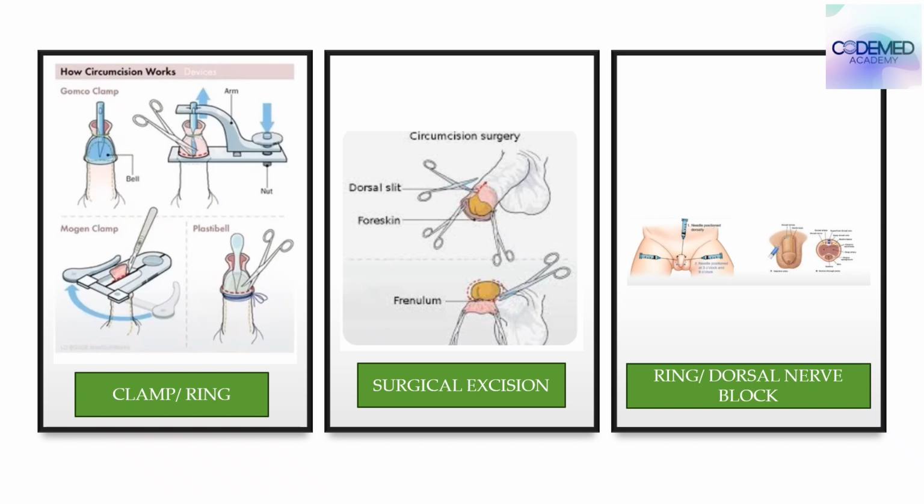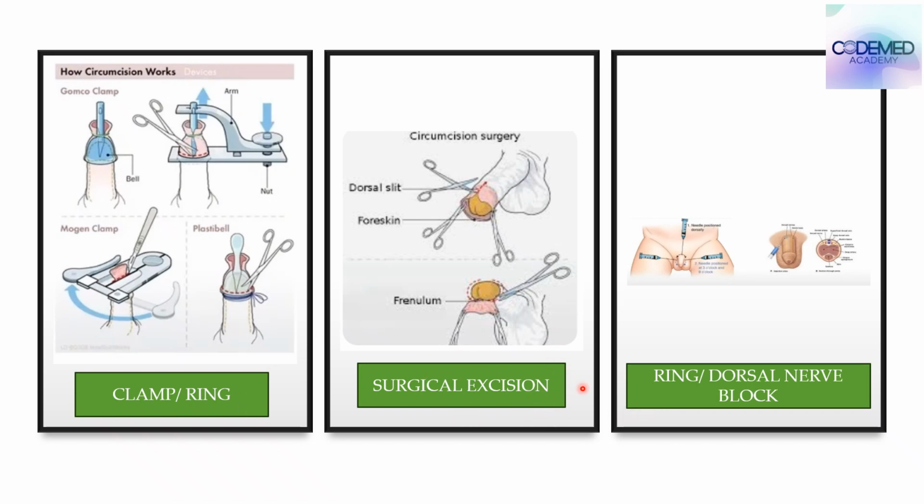Now let us learn about circumcision. Circumcision is basically taking out the foreskin from the glans, and we carry out circumcision in two different ways. One is by putting a clamp or ring around the penis, devascularizing the skin and just taking it out with the help of a scalpel. While the other is surgical excision, a proper surgical way where we cut the skin.